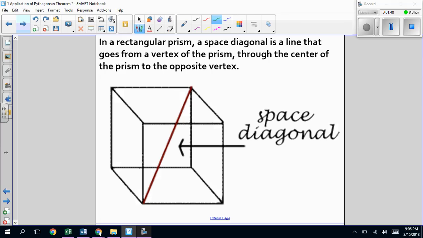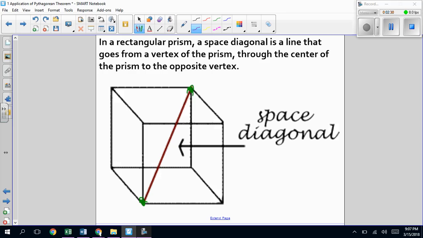So this is a little bit new. This is a diagonal through a 3D shape, through a rectangular prism, and it is called the space diagonal. So go ahead and get that in your notebook. The space diagonal has to go from one vertex to the opposite vertex. Notice that it is going through the space of the prism, and it is only touching one vertex here and one vertex here. It's not touching any other vertices or edges of the prism. It is traveling through the space of the prism, right?